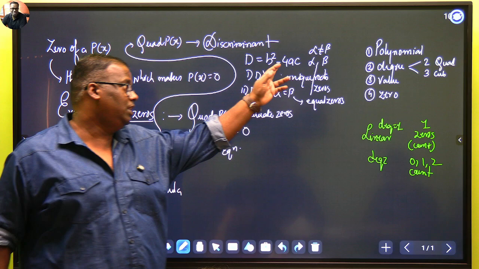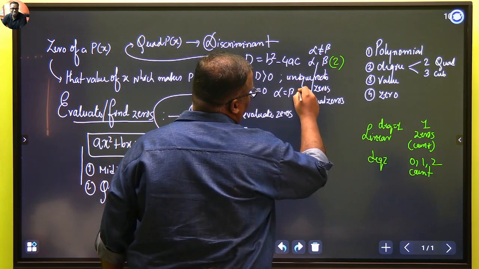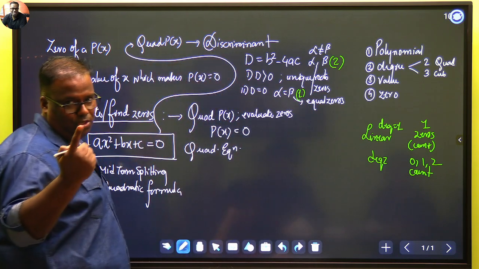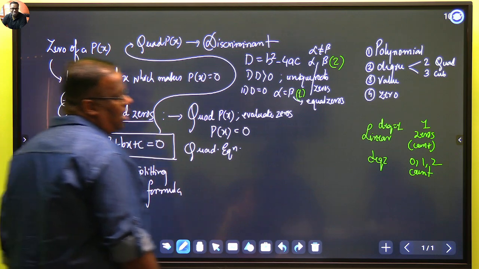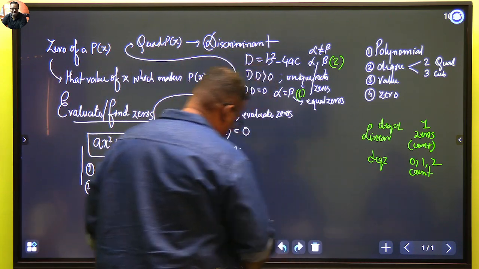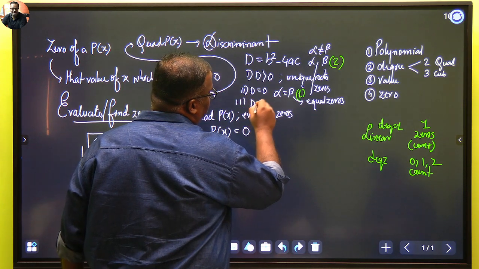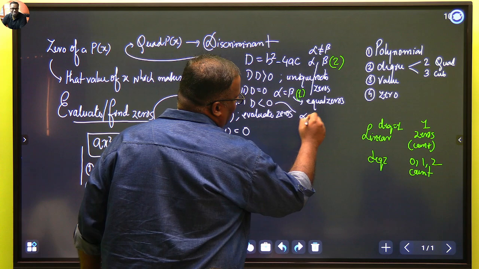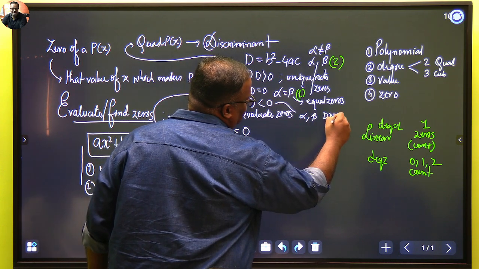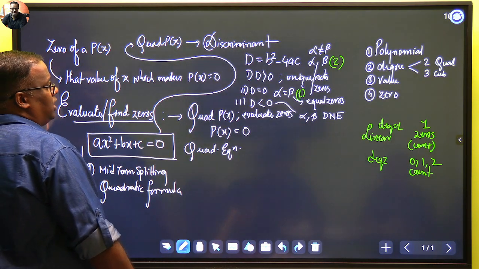This was the criteria of 2 zeros. This is the criteria of 1 zero. I have only 1 zero. Alpha or beta value में तो एक ही है ना, so it's 1 zero. And there can be no zeros. So what is that no zero criteria? Let us see. If discriminant is less than 0, then in that case alpha and beta is DNE, does not exist. No real roots.